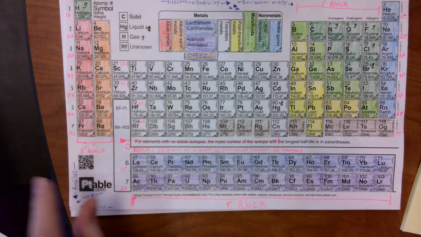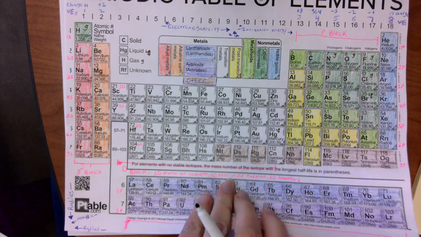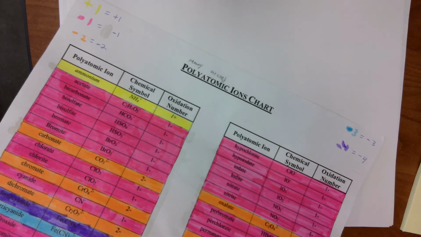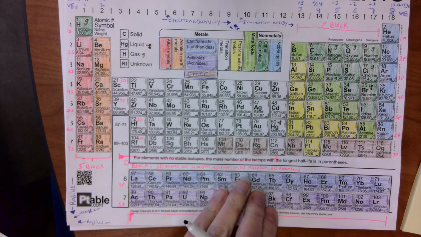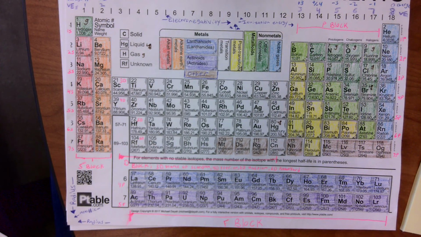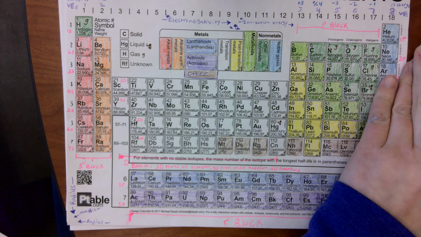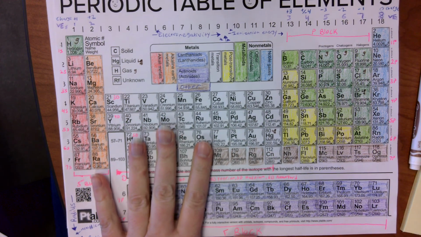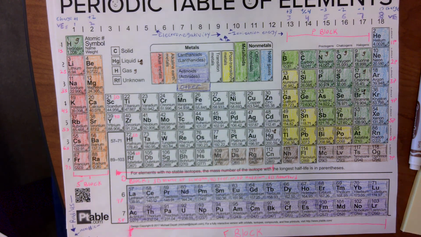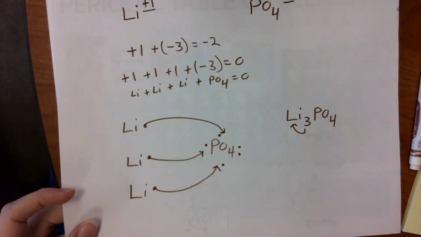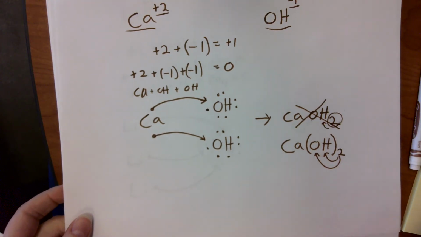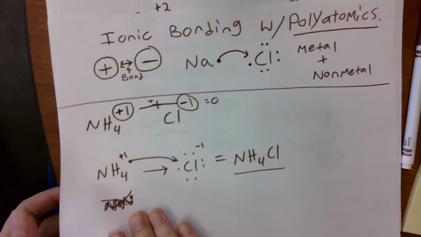Okie dokie. So make sure you have both your periodic table and your polyatomic ion chart handy. If you have any questions, let me know. I think I've been rambling on long enough about polyatomics. If you'd like more help, let me know, and I can try and explain this idea easier for you.